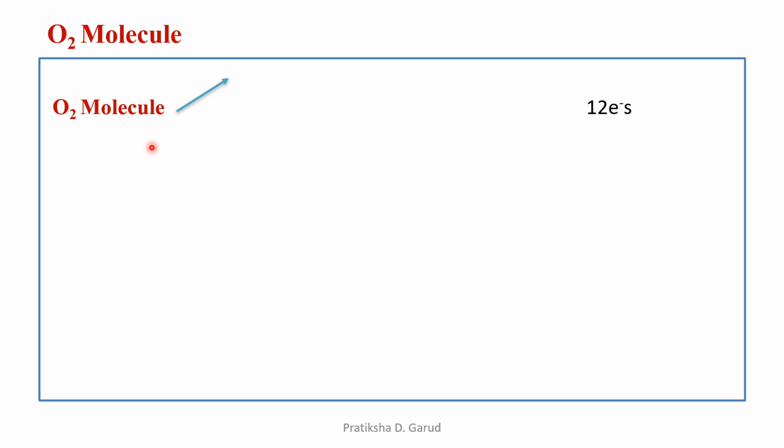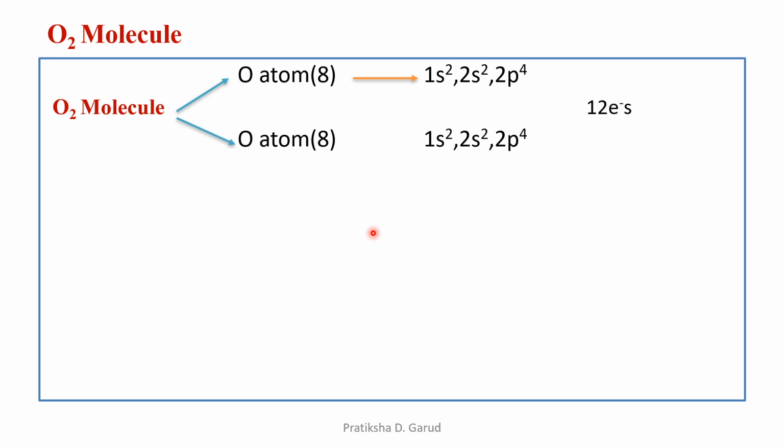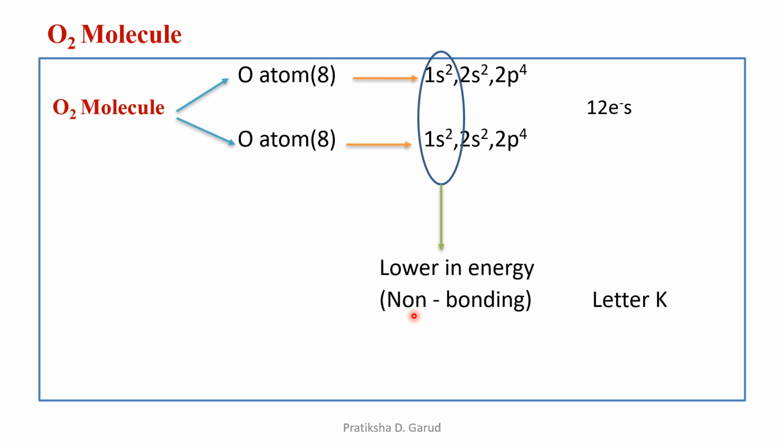So we are having the first oxygen atom with the atomic number 8. That means the electronic configuration is 1s2, 2s2, 2p4. Again, the second oxygen atom with the atomic number 8 means the electronic configuration is 1s2, 2s2, 2p4. Again, we know that the 1s2 atomic orbitals, they are lower in energy, and as they are lower in energy, they are not used for bonding, or we can say that they are non-bonding atomic orbitals.